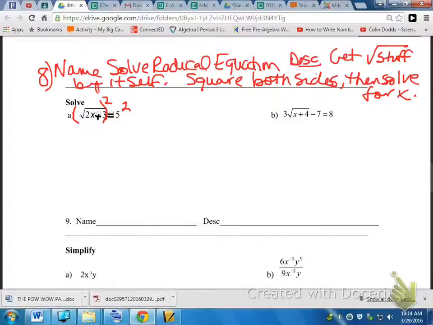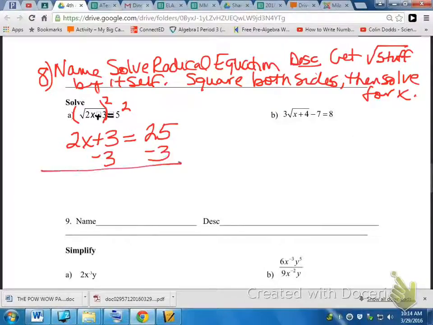Squaring everything on the left, the squaring and the radical are exact opposites. That means it eliminates the radical sign, and you just get 2x plus 3. And 5 squared, 25. And now, have we solved for x yet? Oh, sorry. So you've got to solve for x. Subtract 3, 22. Divide by 2, x equals 11.